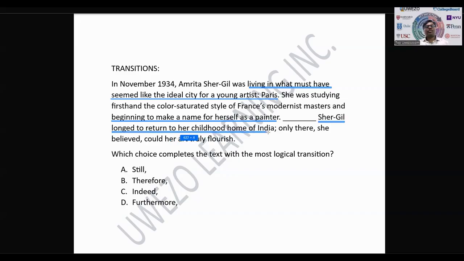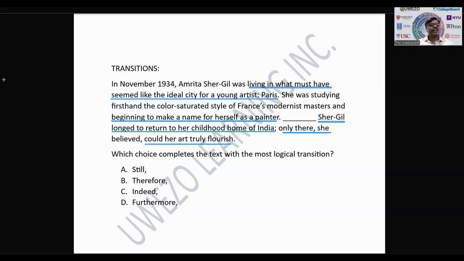Even though she started getting fame there, the place was ideal for her. Even then, she wanted to come back to her place because there she felt her art could truly flourish. So one thing is for sure, that these two parts are connected in a contrasting way. It means the two parts are contrasting to each other. Let's work on the answer choices and see which option gives you a contrast.